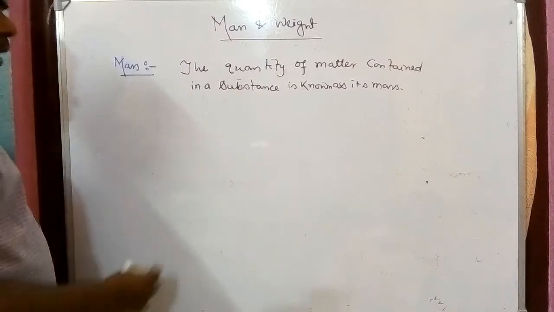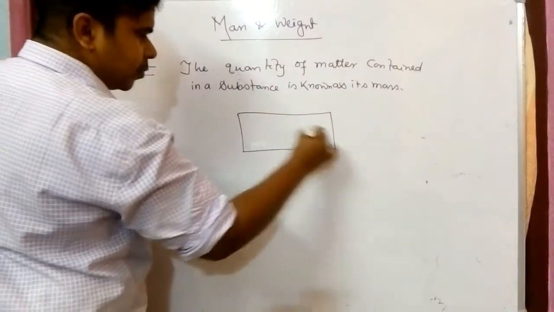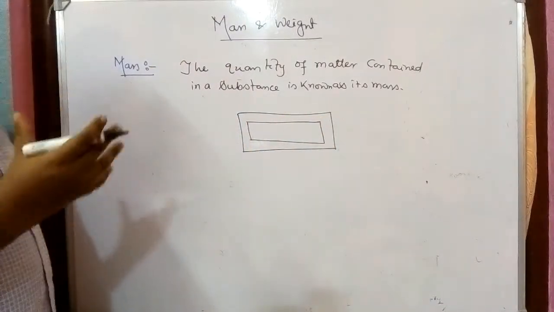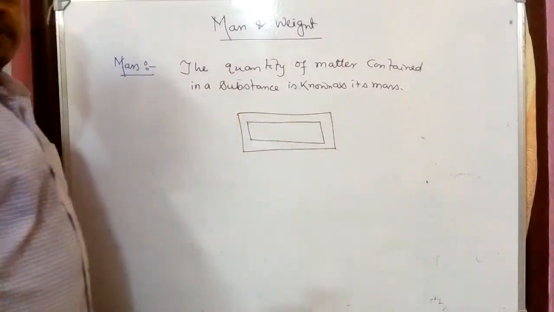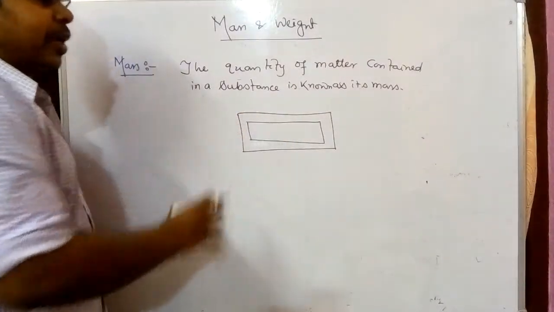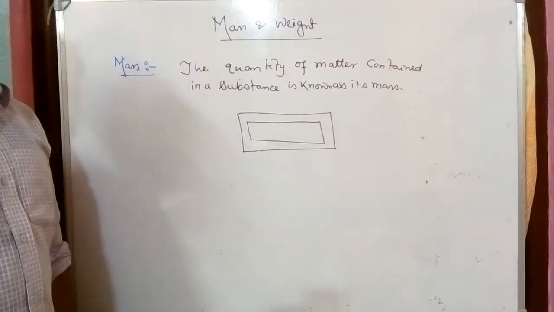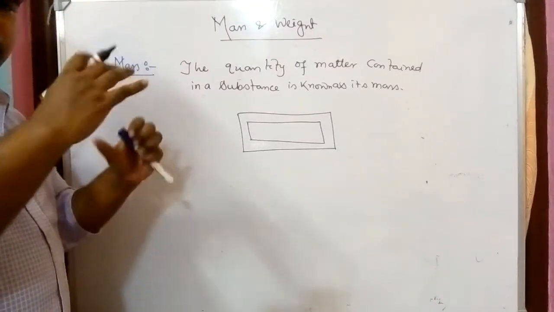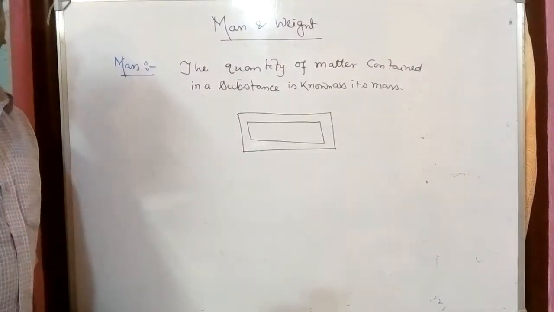If I want to explain it, assume this is a brick. We all know it is made of clay, and we burn the clay and then we get the brick. So in that brick, some matter is contained, right? And that combination of matter is known as its mass.